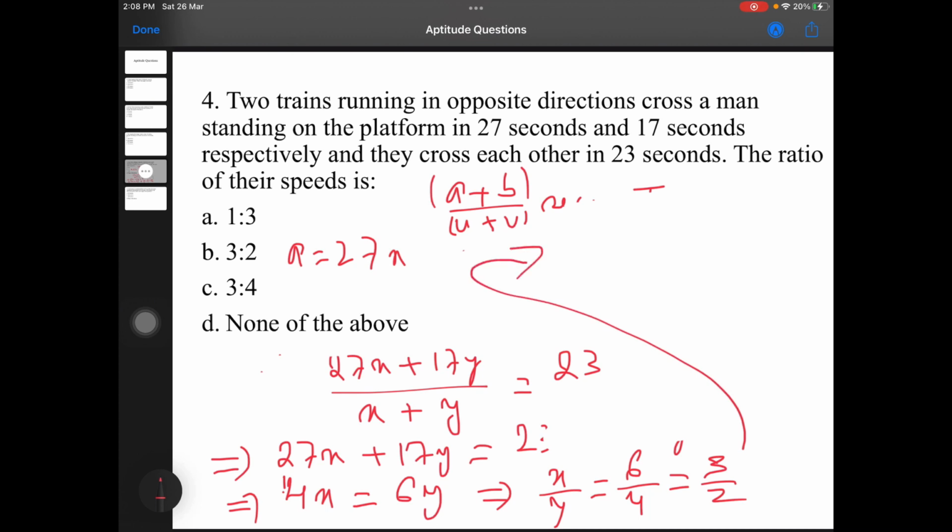So x is to y will be equal to 3 is to 2. So the ratio of the speeds of these trains will be 3 is to 2. So the correct option here is option B, 3 is to 2.